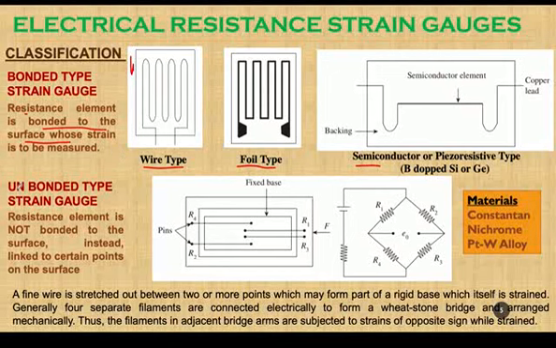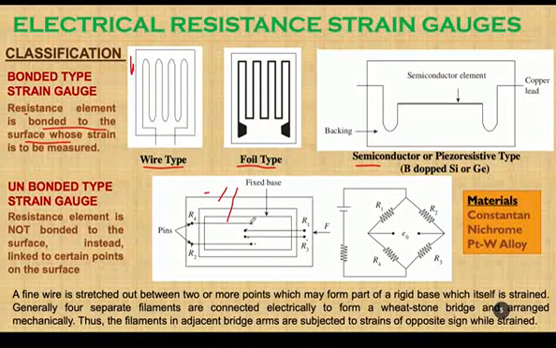Now another category is the unbonded type strain gauge. Obviously, the resistance element is not bonded to the surface. Instead, the resistance element is linked to certain points on the surface. Let us see the exact description based on this particular diagram. Say this is a movable frame, this is a fixed frame, and on the fixed frame there are a few points like 1, 2, 3, 4, and there are 2 points on the movable frame here, 1, 2, and other points here, 3 and 4, say.